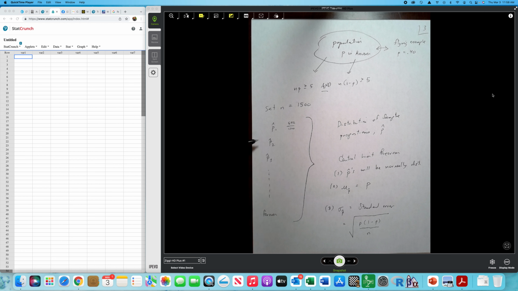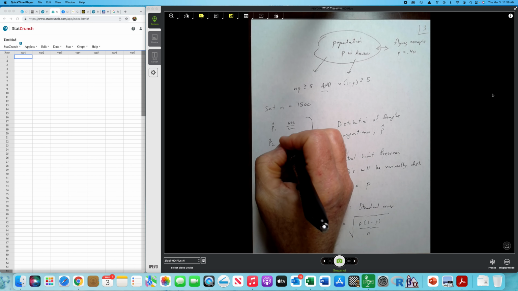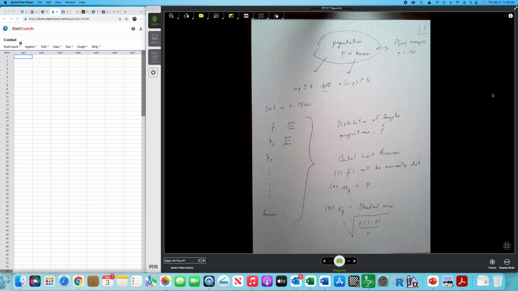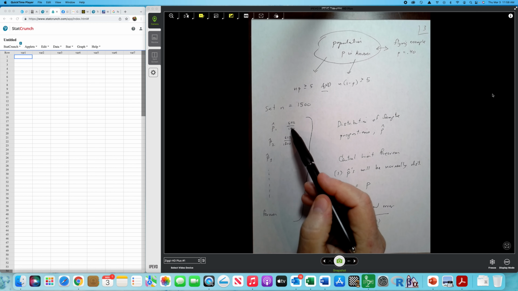We throw the 1500 people back in the mix because we're doing this with what's called replacement. We pull out 1500 people at random. We ask them how many have a fear of flying. Let's say that 613 of those 1500 do. Again, we don't know these values and we don't need them.